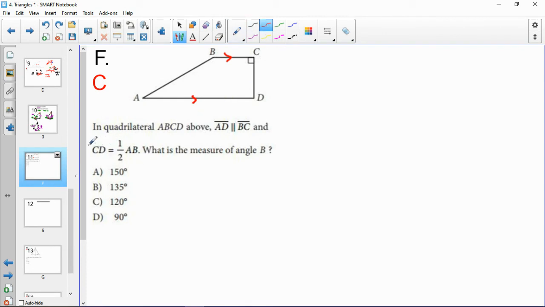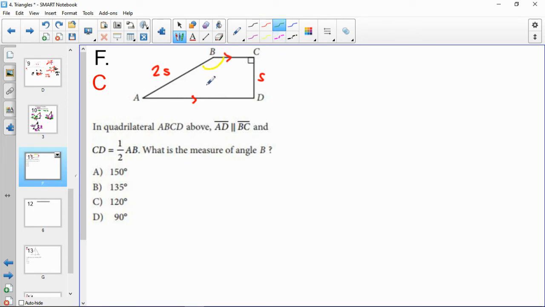This just means that CD is twice the length of AB. So what you can do is make S equal to CD and then make AB 2S. That's just a little bit easier to think about because once you find S, you don't have to deal with fractions. You just multiply by multiples. And my job is to find angle B, which is this entire angle over here.